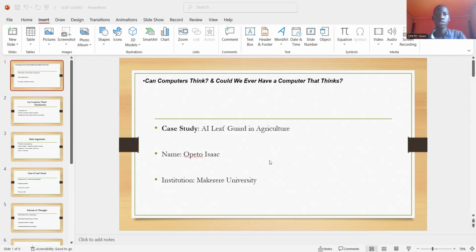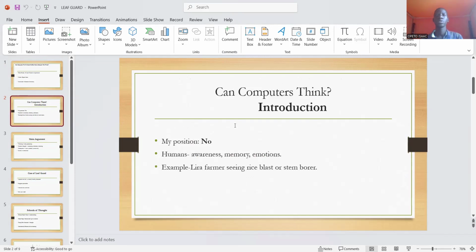And here I will use an AI-powered chatbot, that is LeafGuard, as my case study in the context of Uganda agriculture. I'm going to take one of the cereal crops, maybe rice. Going forward, I know we have different perceptions about these two questions. It has been one of the most debated questions around the globe. But basing on my discovery, allow me to take you through what I generated.